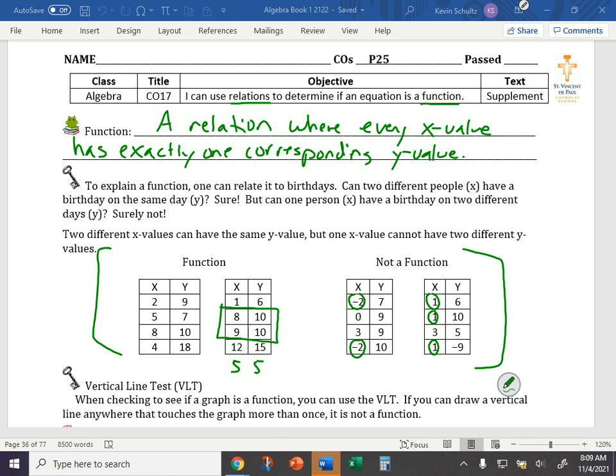Max: So it still wouldn't work if you added a 5, but then it still equals 7? If I repeated the ordered pair 5, 7, it would still be a function because 7 is still the one corresponding y value to x.